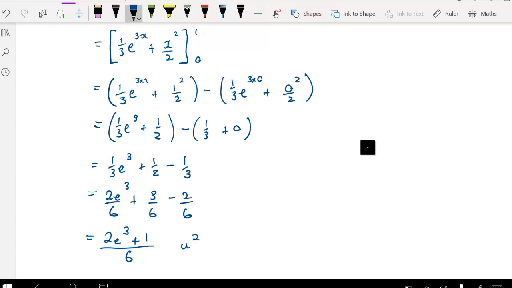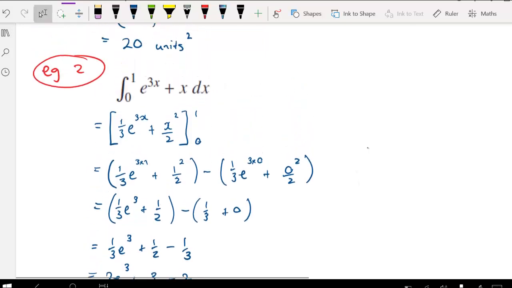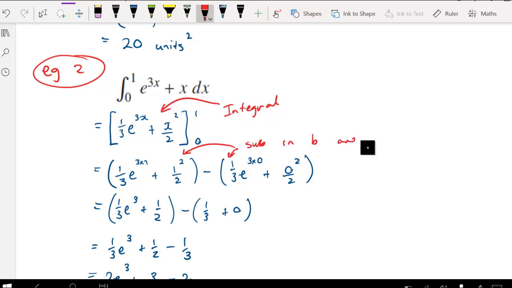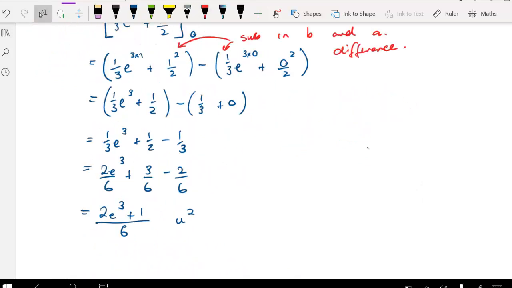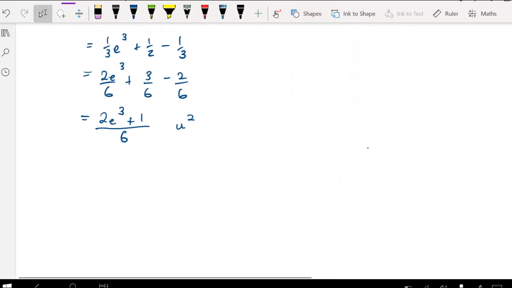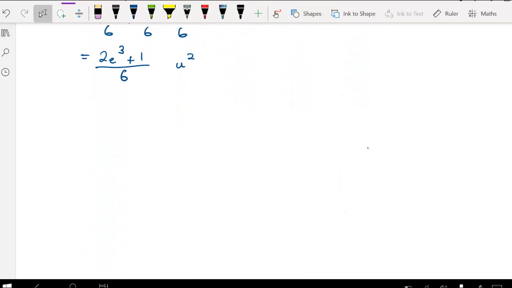Okay, so again, you can see the process is pretty straightforward. As long as you can find the integral, and you can sub in b and a, and find the difference, that will give you the definite integral. So now we're going to look at the process when we're looking at integration by substitution.